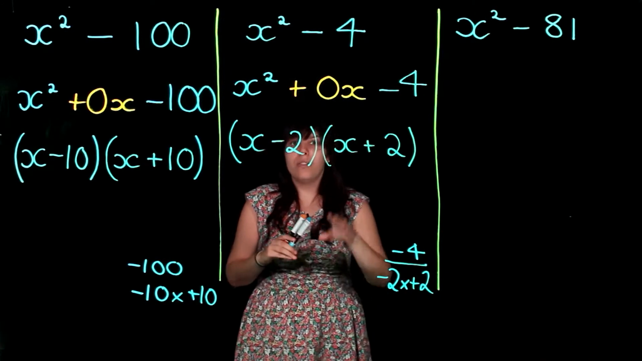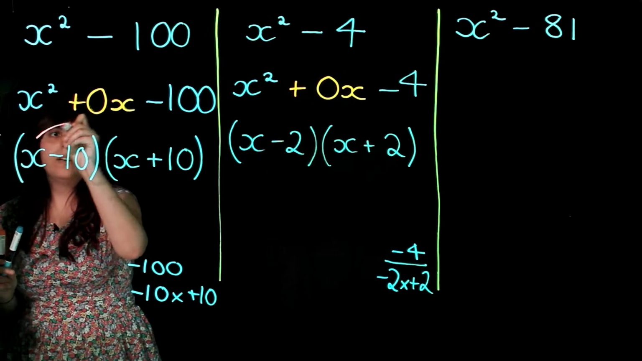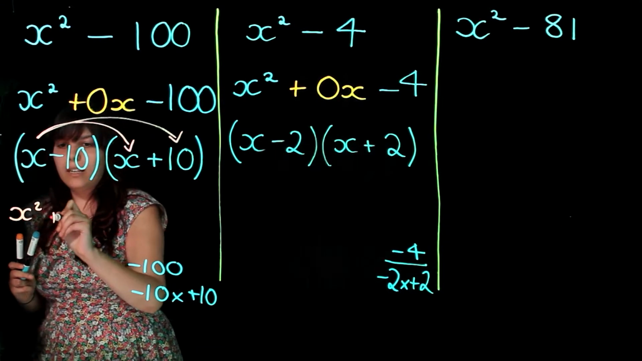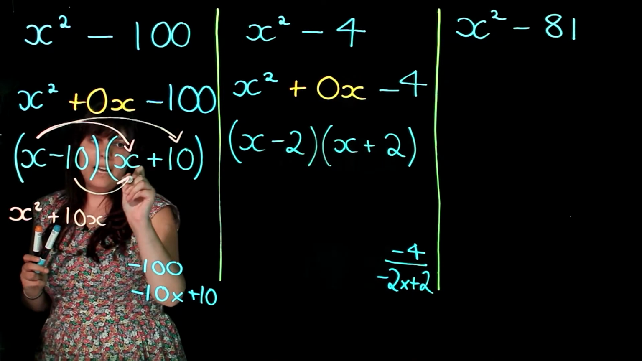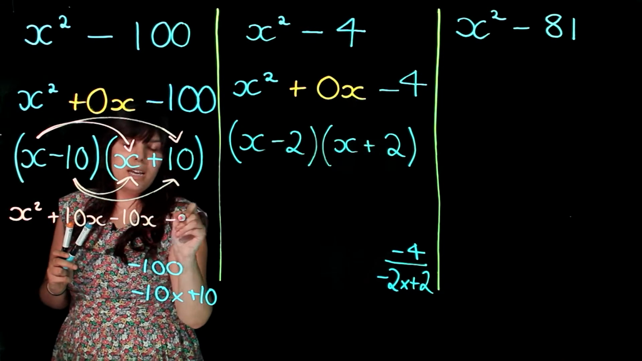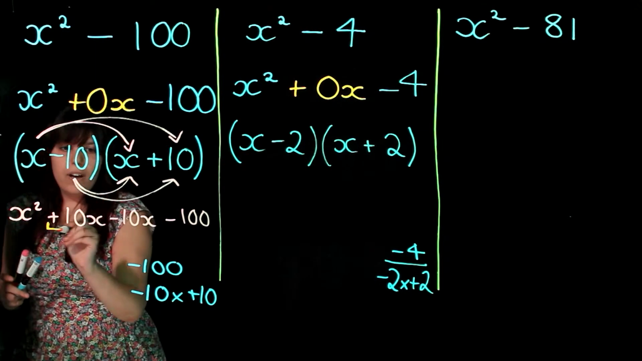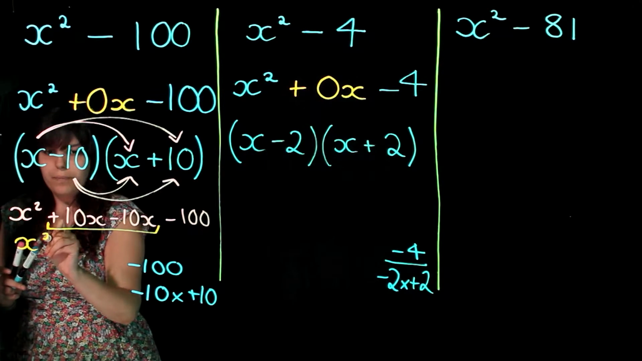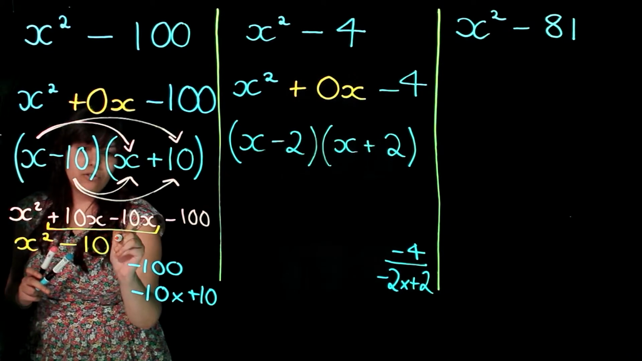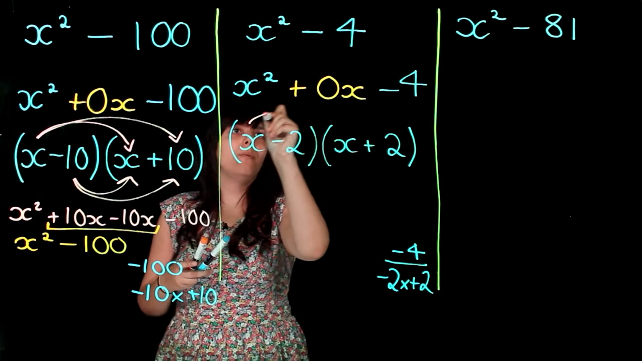Now, what I want to do with both of these before I move on is check that they work, because I haven't done that yet. So x times x is x squared. X times 10 is plus 10x. Minus 10 times x is minus 10x. And minus 10 times plus 10 is minus 100. I'm then going to simplify this bit to give me x squared plus 10x minus 10x is 0, so then just minus 100, which is what I started with. So good, that works. So if I do the same for this one, we need to check it works again.